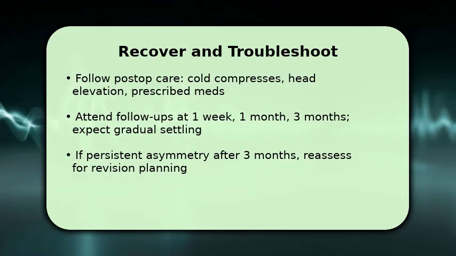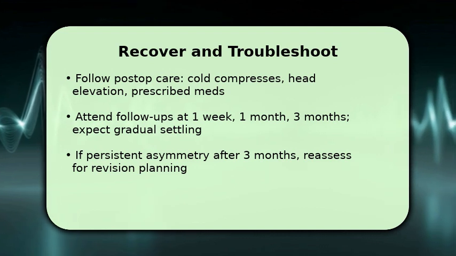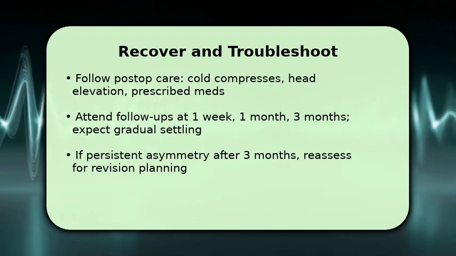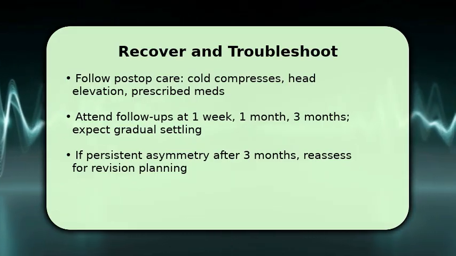If you still have asymmetry after about 3 months, discuss revision options. The key troubleshooting tip is timely reassessment to plan controlled, minor corrections rather than waiting indefinitely.